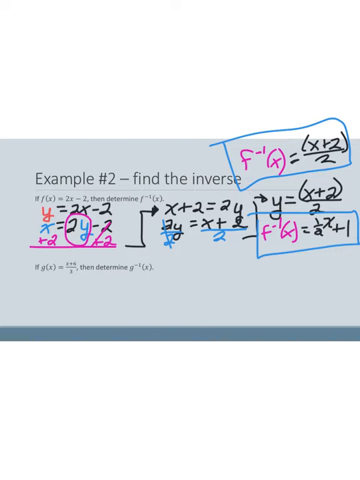If you feel confident enough, you could pause the video, do it on your own, and then restart the video and look to see if you did it correctly. So the first step, we're going to replace g of x with y equals x plus 6 over 3. And then remember, we're going to switch the x and y, so the x goes here and the y goes here, and everything else remains the same.